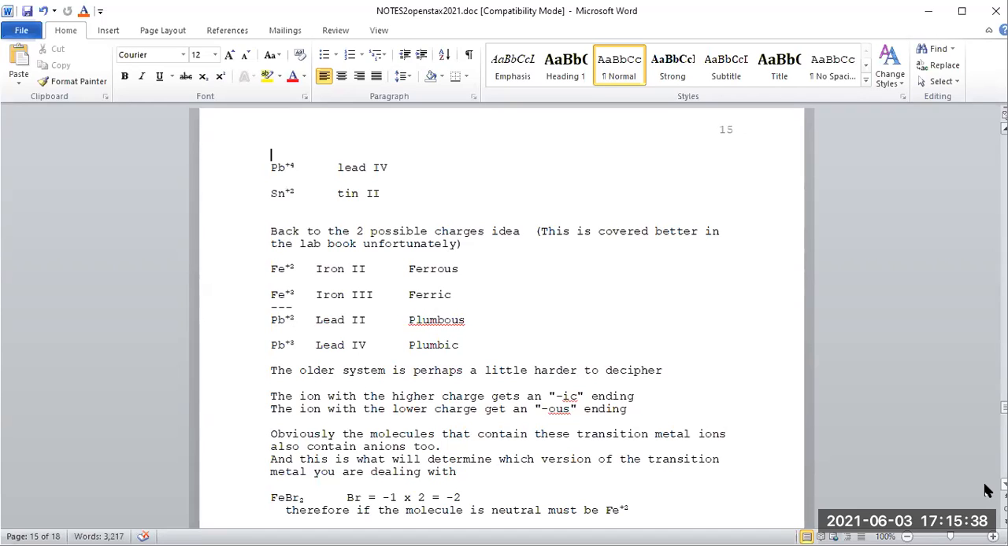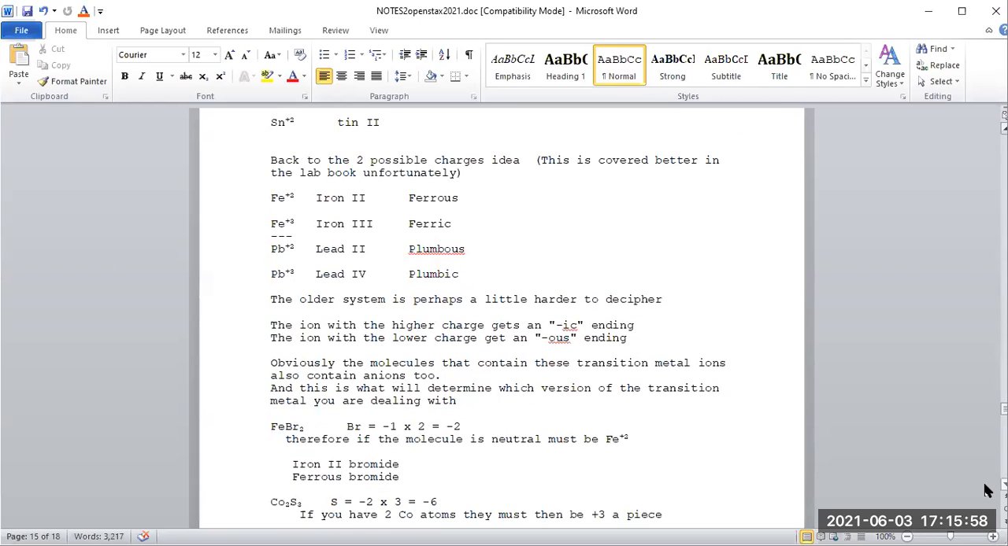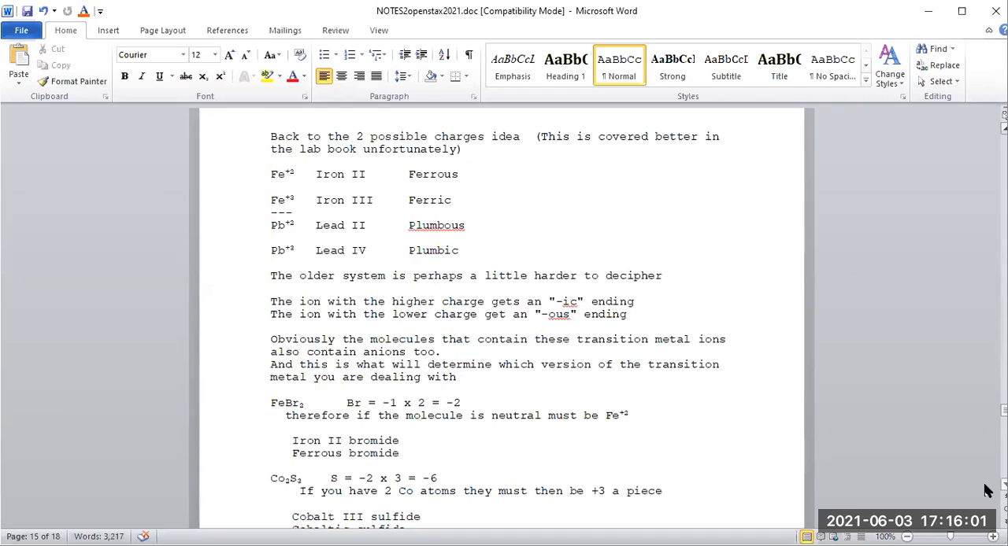So iron 2 is known as ferrous. Iron 3 is ferric. Lead 2 is plumbous, and lead 4 is plumbic. So this is kind of why I referred to it as the ic and ous system, because look at those suffixes. There is a rule, okay? But I will confess, the rule doesn't actually help you an awful lot, because the rule is partially dependent upon memory.